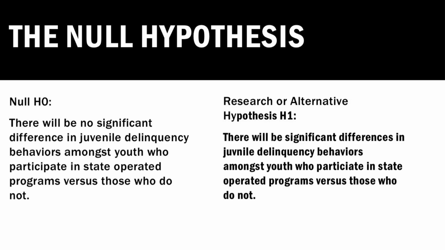The null hypothesis. The null and alternative hypotheses utilize parallel sentence structures. They both incorporate the measure instrument that will be used, the state of Georgia juvenile delinquency programs/implementations, which will be the variable. Null hypothesis. There will be no significant difference in juvenile delinquency behaviors amongst youth who participate in state-operated programs versus those who do not. Research or alternative hypothesis H1. There will be significant differences in juvenile delinquency behaviors amongst youth who participate in state-operated programs versus those who do not.